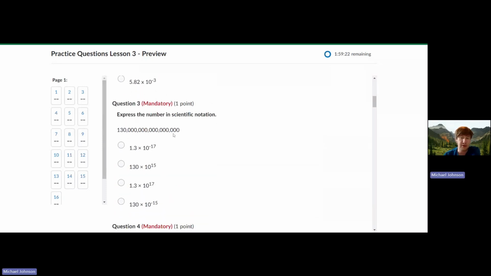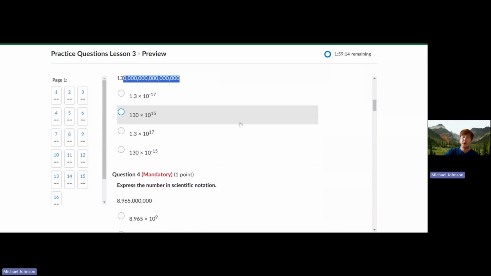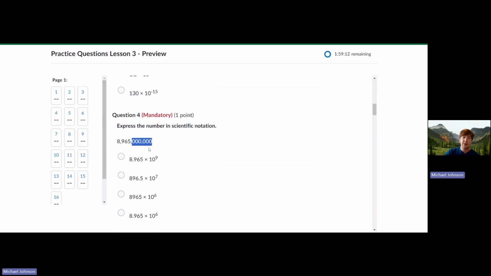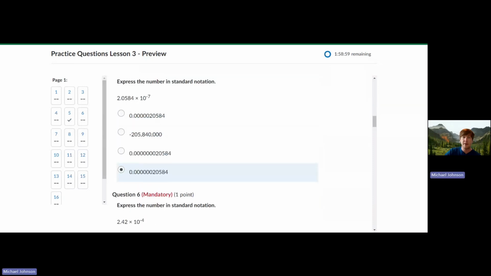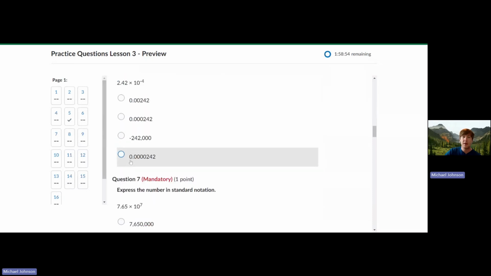And then I express the number in scientific notation. Like I said, again, look at the zeros. That's the key to doing scientific notation: count the zeros, and that's the best way to get the answer. Here, count the number of zeros, figure it out, and then select one of these options.